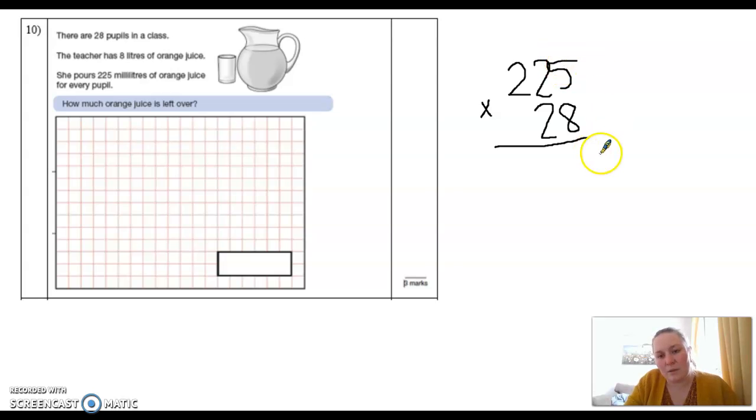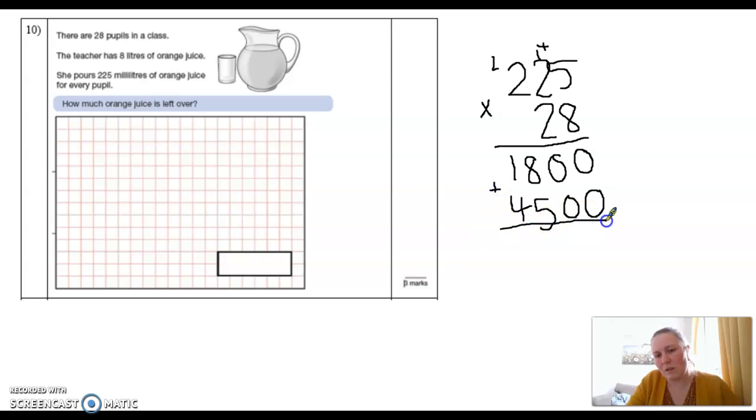Let's do that together. 5 times 8 is 40. 2 times 8 is 16. Add the 4 is 20. 2 times 8 again, 16. Add the 2, 18. Now multiply it all by 20. Pop in a placeholder. 2 times 5 is 10. 2 times 2 is 4. Add the 1 is 5. 2 times 2 is 4. And then add them up. Okay, so this will be how much she has used.